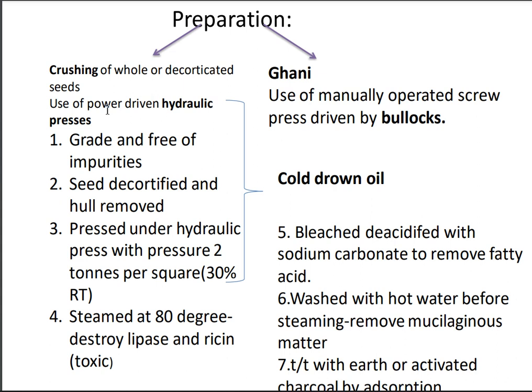All right, so in this, what we do is first decorticate the seeds, and then with the help of power it is put into the hydraulic presses. The seeds are graded and freed of impurities, decorticated, and the hull, whatever the waste is there, is removed, and it is pressed under a hydraulic press with 2 tons per square meter. This pressure is applied, and after that we will steam it at 80 degrees.